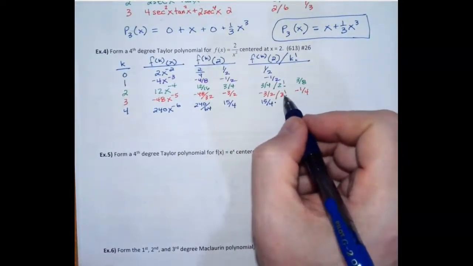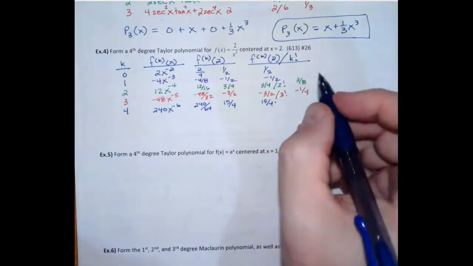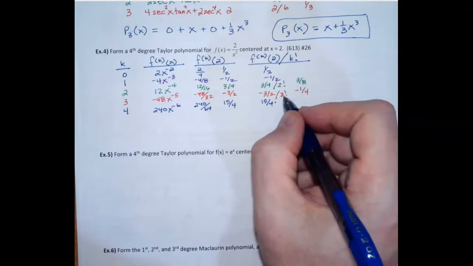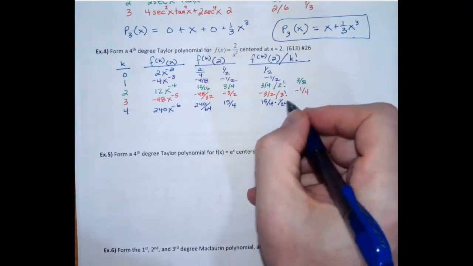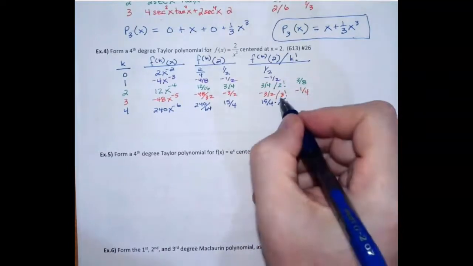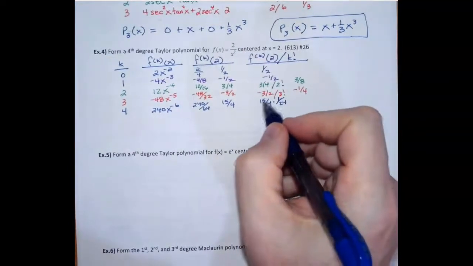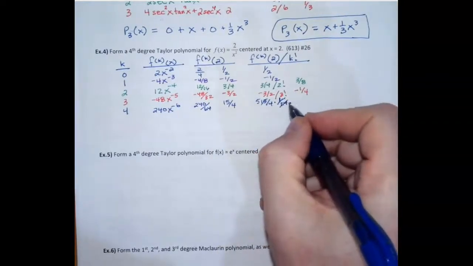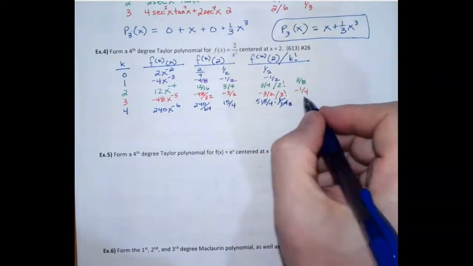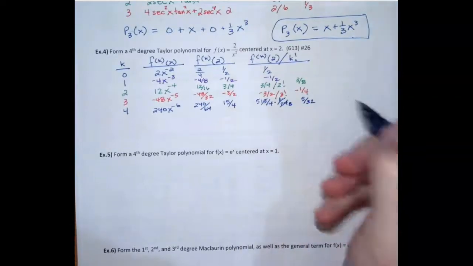So this is going to be 4. So that's 6, 4, 24. So that's going to be 1 over 24 times 1 over 24. So 3 goes into there 5 times, and 3 goes into there 8 times. So that's 5 over 32.